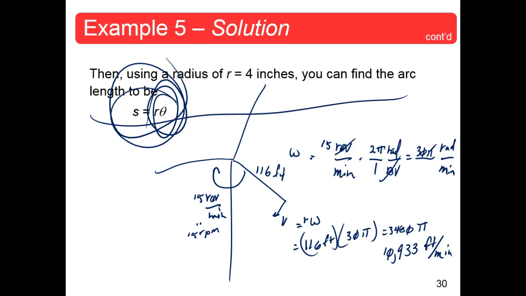Any questions on that? There is a checkpoint. Please do the checkpoints as soon as you can after class.